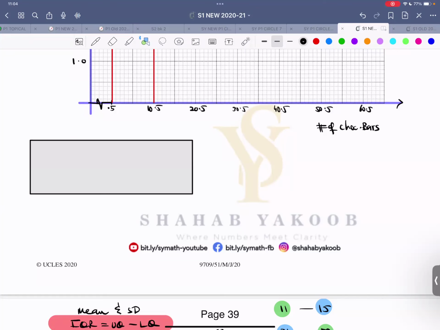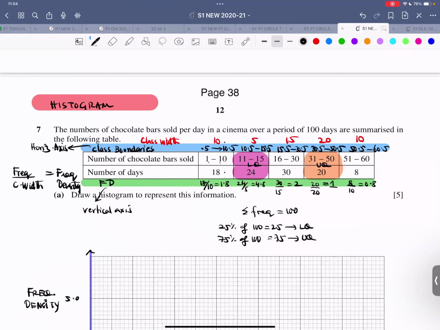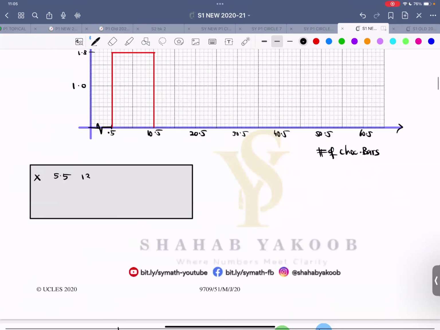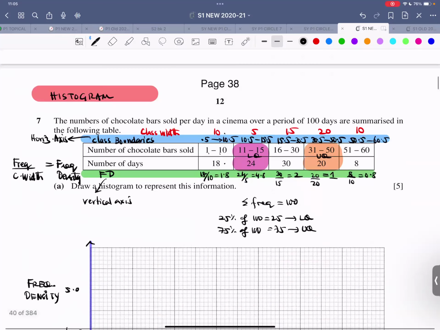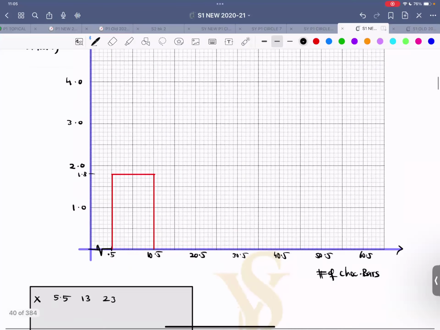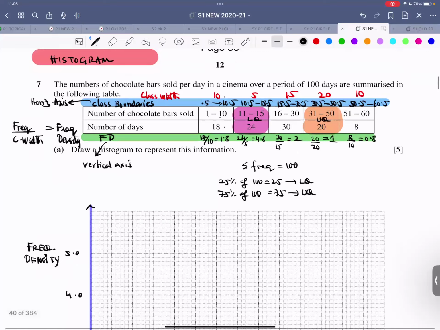Okay, so now over here, this is a 5.5. We have the X value, which is 5.5, the mid value of 1 and 10. 11 and 15, that is 26. 26 divided by 2 is 13. And then we have 16 and 30, 46 divided by 2, that's 23. And then we have 31 and 50, that is 81 divided by 2, 40.5.